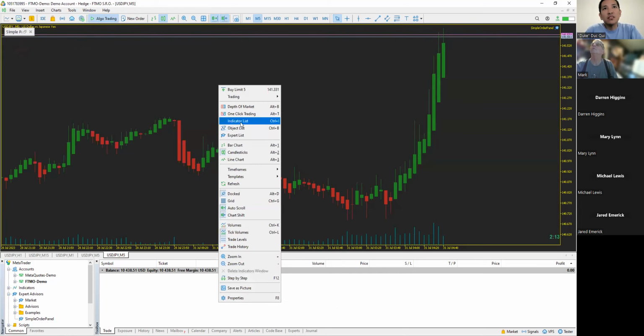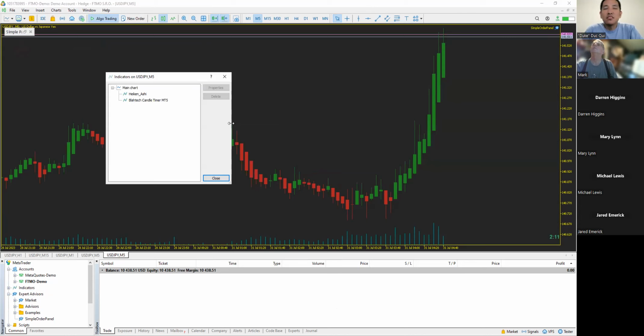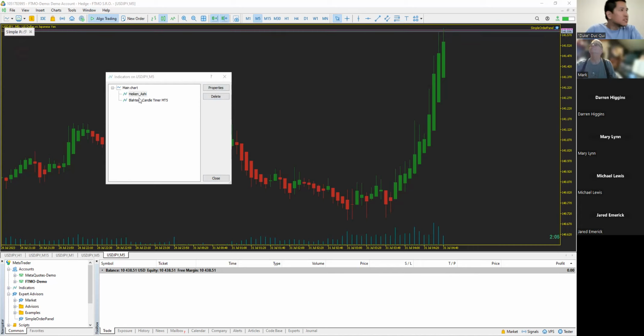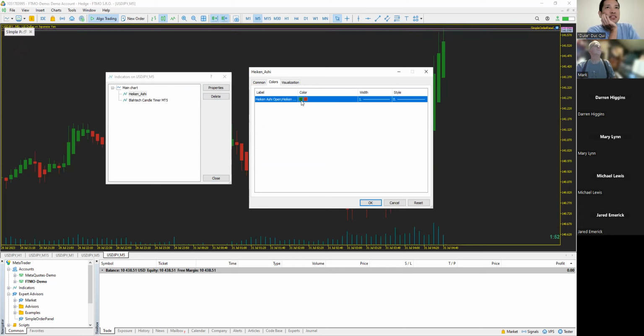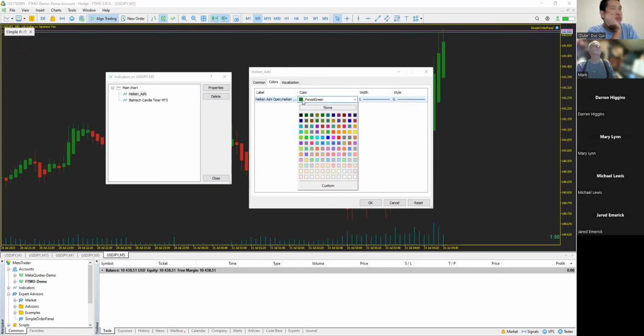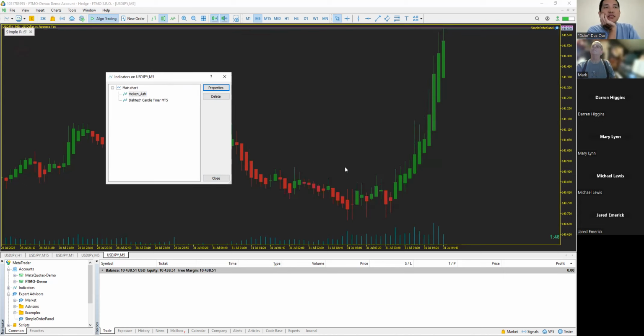So if I go into properties, indicators, so right click indicator, sorry, properties, and then right here, oh, sorry, it's on the other screen. I was like, where is it? I was staring at it because I have a duplication software. Here in the color, double click that, and then choose your color. So I like green, red. That's just my style.